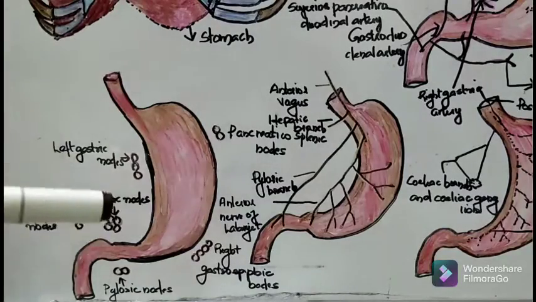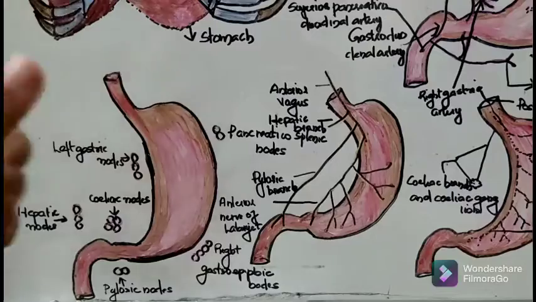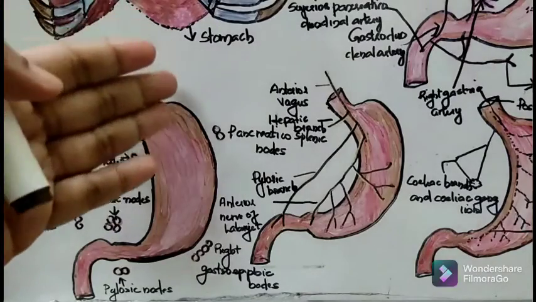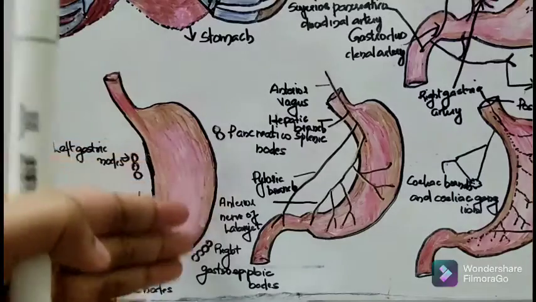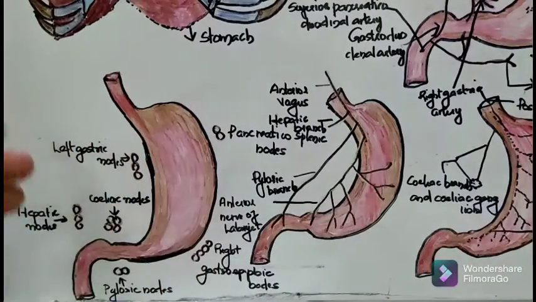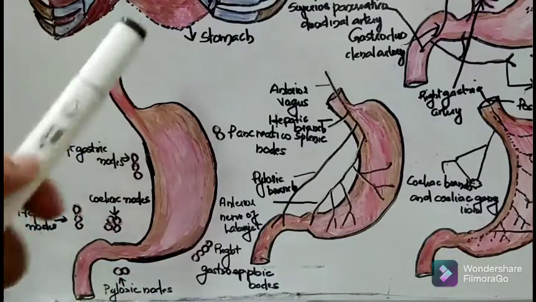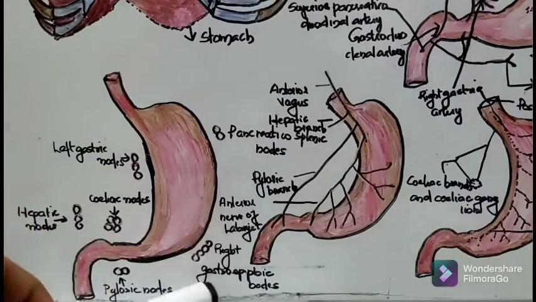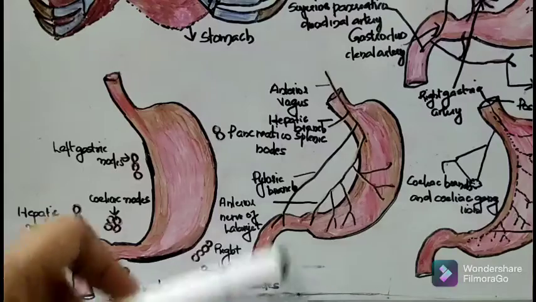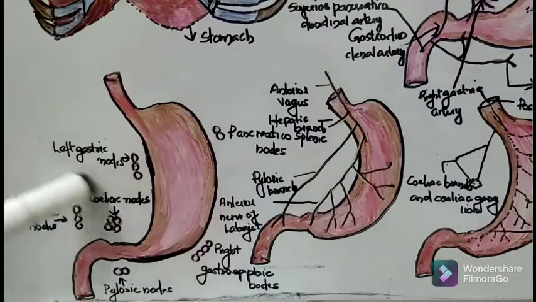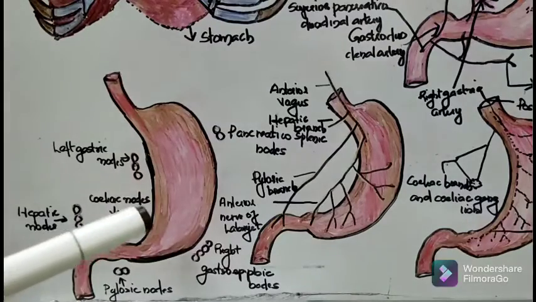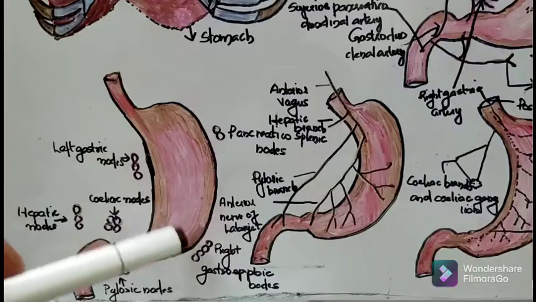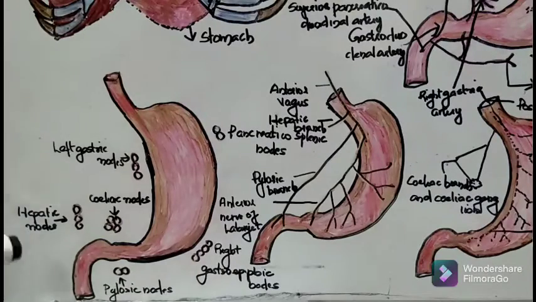So next is the lymphatic drainage. The lymphatic drainage can be divided into four groups. That is the left upper one third, left lower one third, right upper two third and also the pyloric part. The left upper one third drains into the pancreaticosplenic nodes. The left lower one third drains into the right gastroepiploic nodes. The right upper two third drains into the left gastric nodes. And the right lower two third, that is the pyloric part, drains into the left gastric nodes, the hepatic nodes and also the pyloric nodes, and finally all of this drains into the celiac nodes.